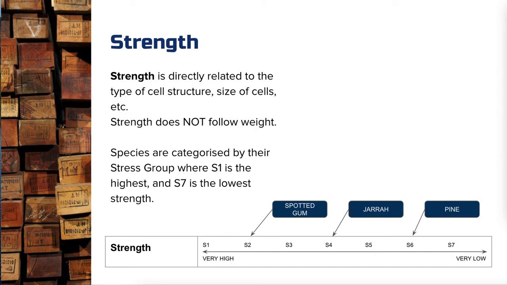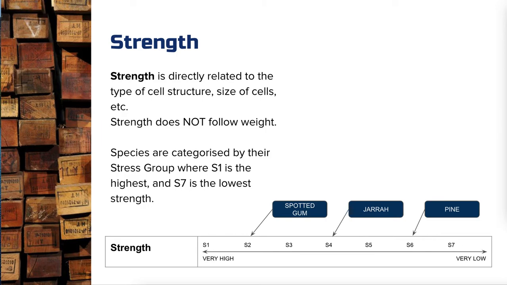Next property or characteristic we look at is strength. When we're talking strength, we can think about them in terms of their stress grades. So how much stress can they withstand? And we talk about these numbers being S1 through to S7. There is an S8 category that is sometimes used as well, but S1 to S7 are the main categories that get used. 1 is the higher strength, 7 is the lower strength.